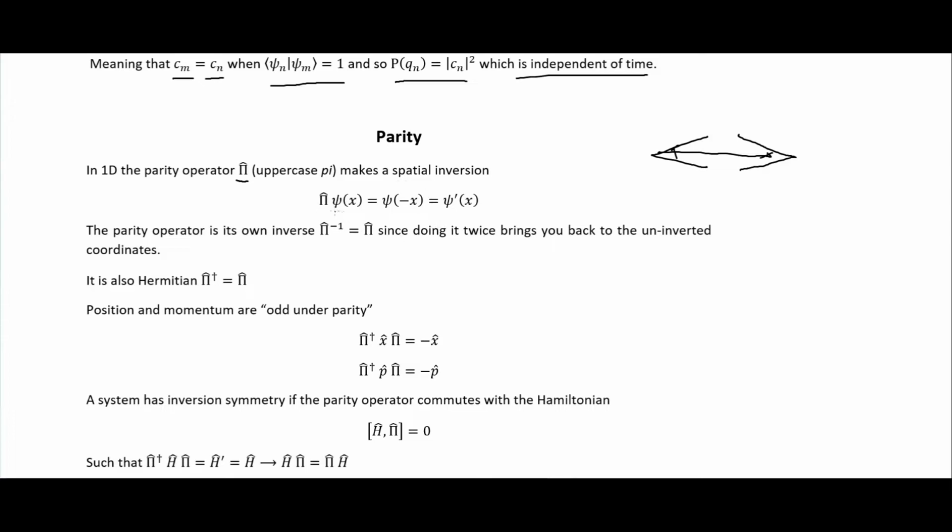When we act it on our wave function, it gives us the wave function with the inputs reversed, and so that gives us this psi prime right here. The parity operator is its own inverse, because if we invert this and then invert it again, we get right back to exactly where we were.